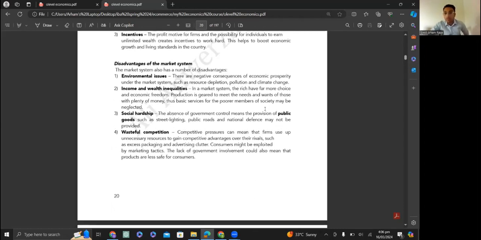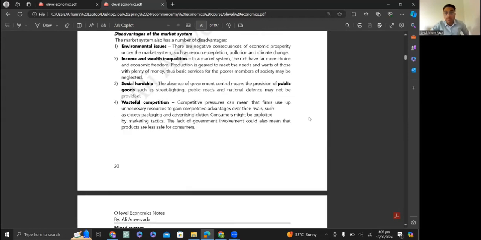Now, disadvantages of the market system. Because the primary aim of the market system is profitability, firms will usually neglect environmental issues like pollution. Another is income and wealth inequalities, which means the rich will be able to afford a greater range of products and services, and better, high quality products, whereas the poor will be neglected.